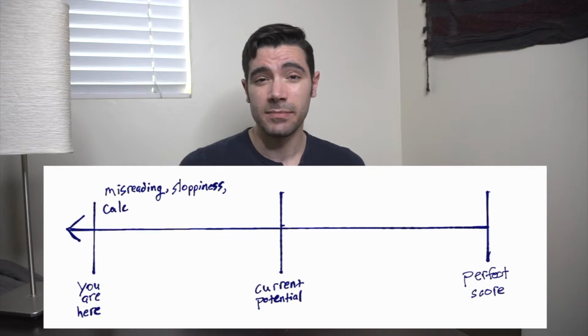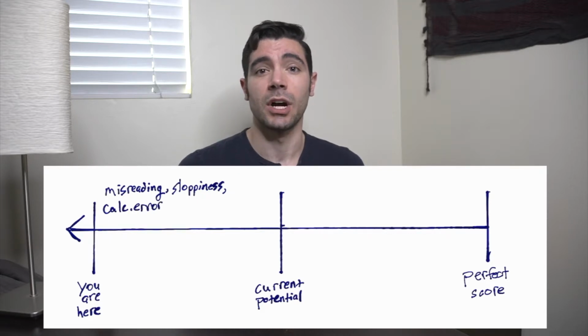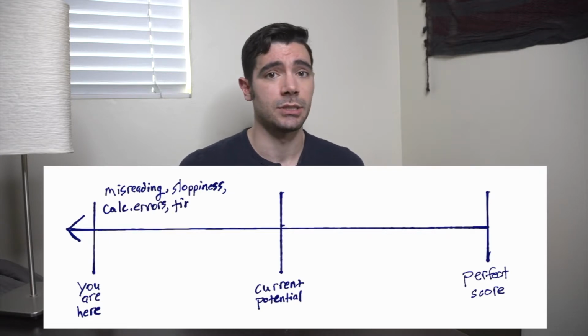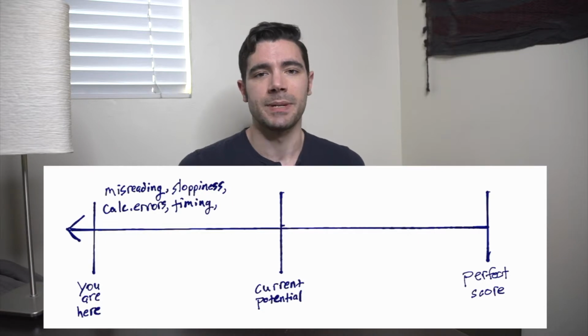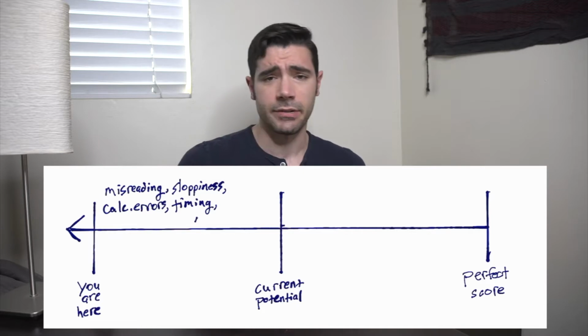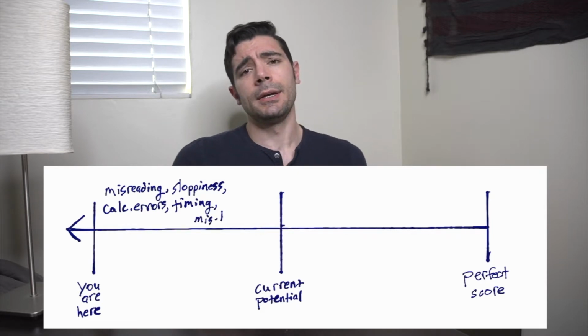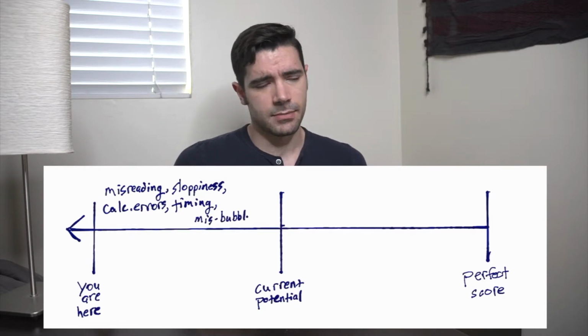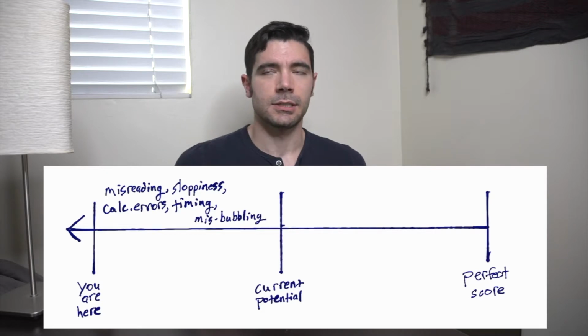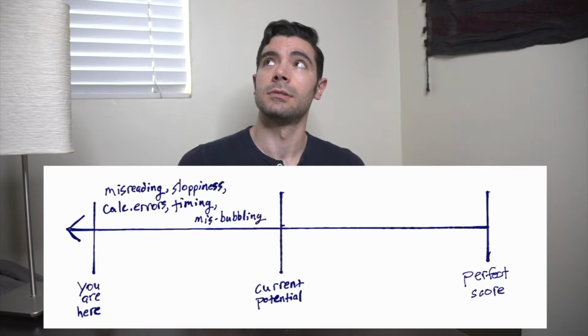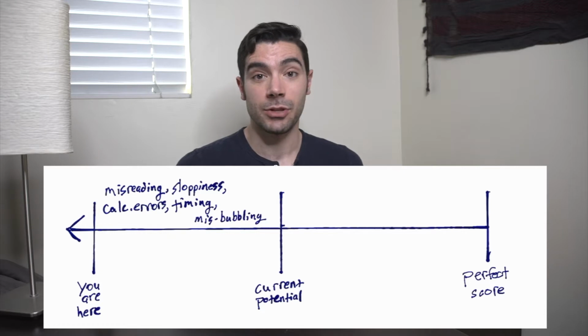Running out of time, right? A lot of students complain about being rushed on these tests, and if you don't get to a question, then it wasn't within your current potential to get it right, because you didn't even get to read it. And the last and probably most tragic of the errors that fall into this gap is misbubbling, which is such a bummer. It just sucks. Anyway, then we have the gap to the right?